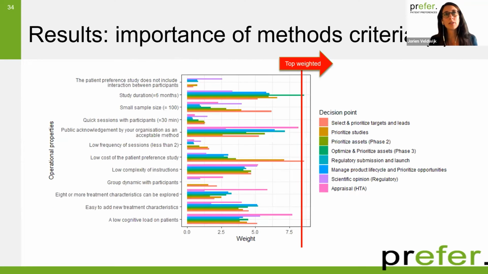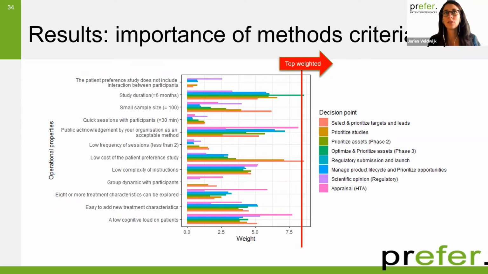If you go to the next slide, here we see the first results of this exercise, and I made a split for what we see here is the 12 operational aspects or criteria that relate to operational aspects of methods, such as study duration, sample size, cost, and so on. I put a bar here at around a weight of 8, as we've considered 8 as a sort of a cutoff score for a criterion being top weighted.